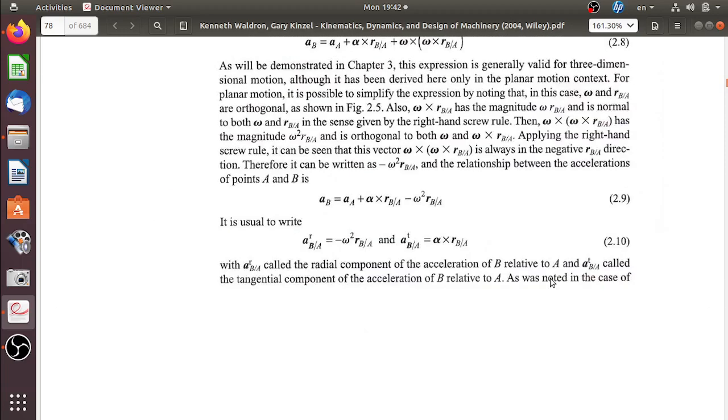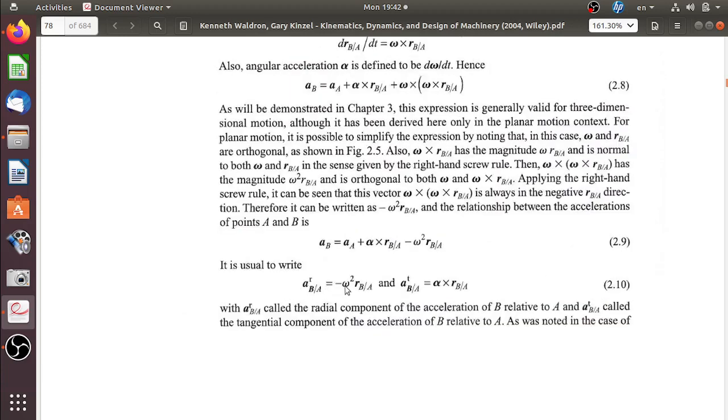Therefore, instead of omega cross omega cross RB/A, we will just put minus omega square RB/A. We call that term the radial component because it's in the radial direction. So this is the final form which we will use in the acceleration analysis.